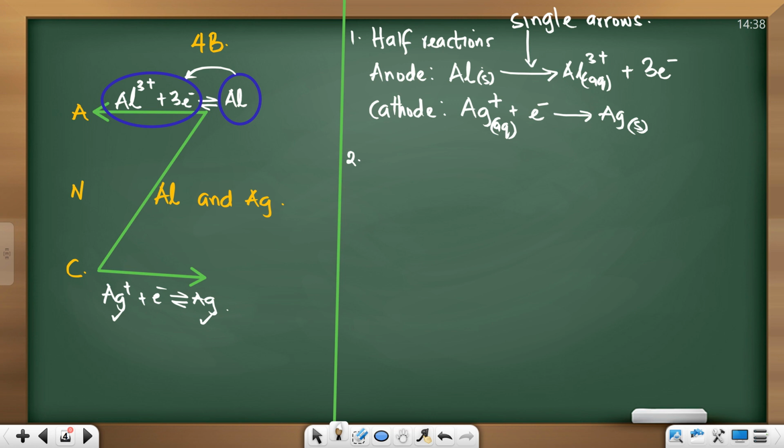Net ionic. All right. Number 2. Net ionic. I hope everything is okay. It's been a while. Net ionic equation.